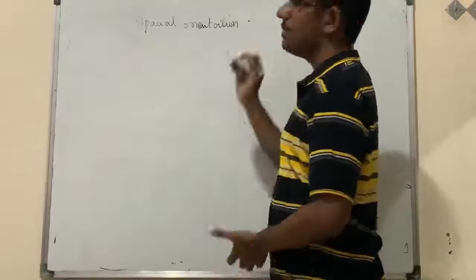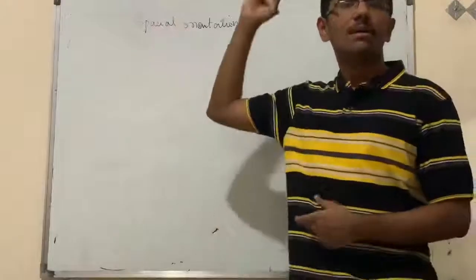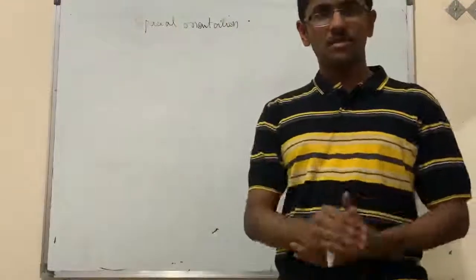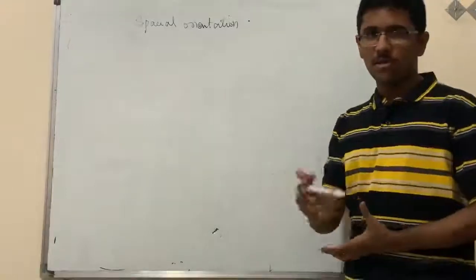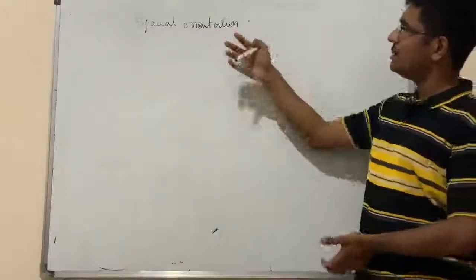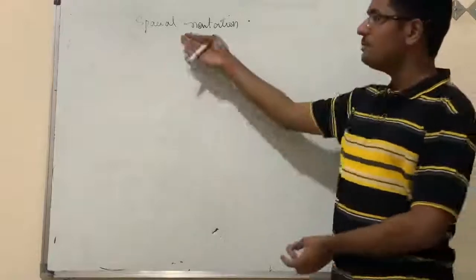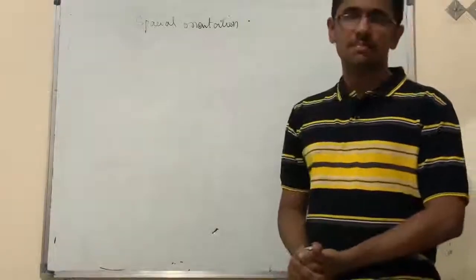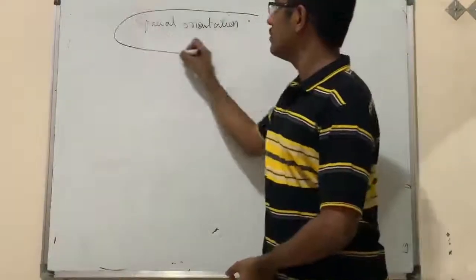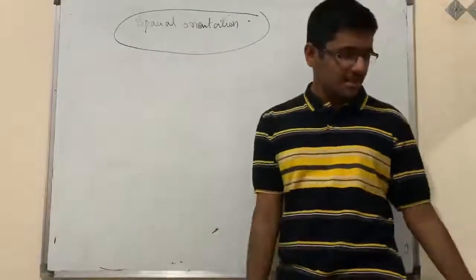So what is that spatial orientation in space? How many different orientations or shapes can a particular orbital make? That is given by the spatial orientation. You will study spatial orientation in detail in this chapter, but now we are not going to go into that. That will be discussed in the next video.